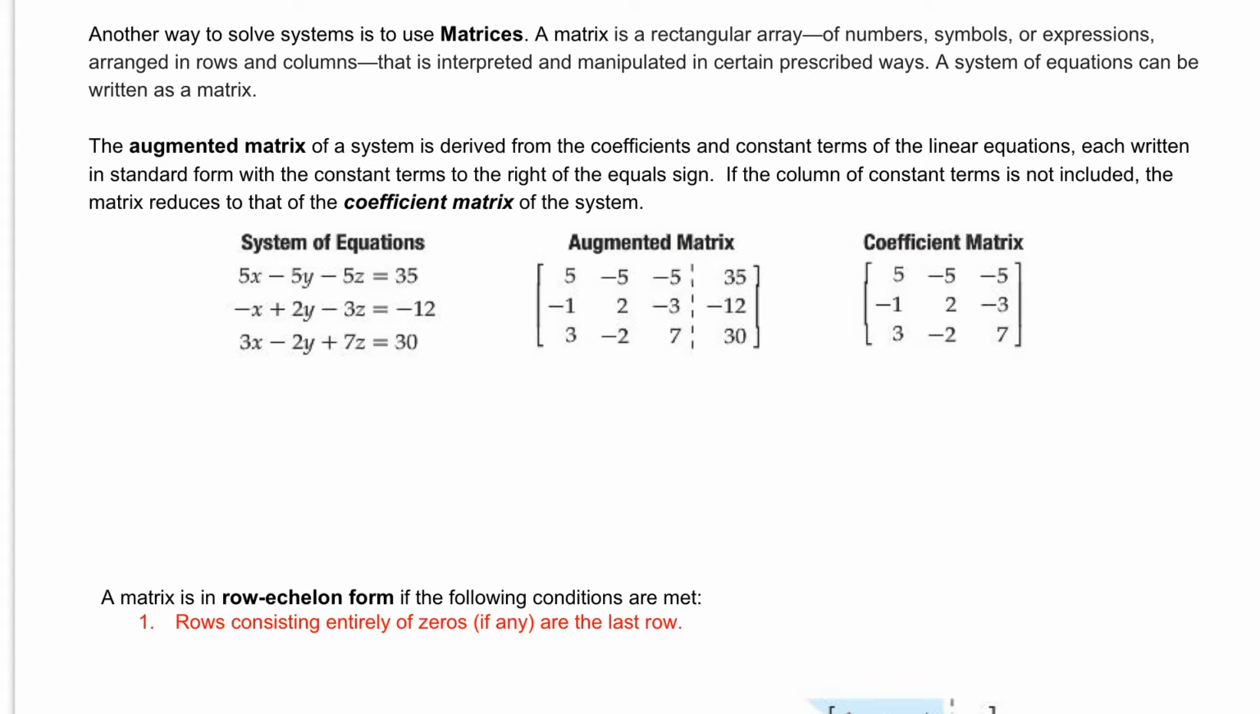Your augmented matrix takes the coefficients in front. So we take the 5 that's in front of the x, that goes first, the -5 in front of the y goes second, and the -5 in front of the z goes third. And then the number after the equal sign, that's our constant, it goes at the end. Similarly for the second equation, we start with our x's, the -1 coefficient goes first, the 2 for the y goes second, and the -3 for the z goes third, with our constant at the end. Now the difference between an augmented matrix and a coefficient matrix is that the coefficient matrix doesn't have these constants that come after the equal sign in it.